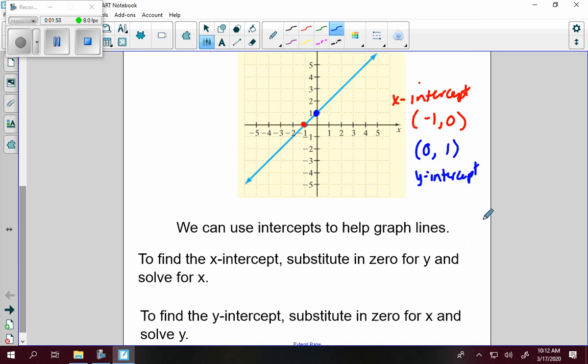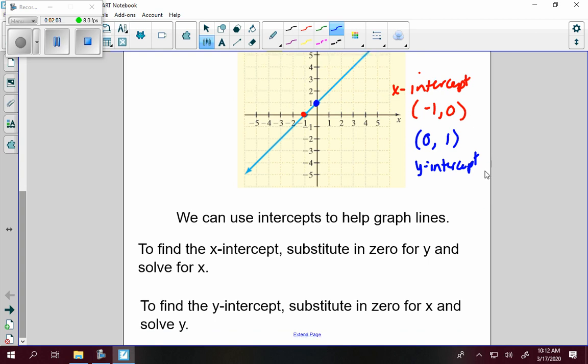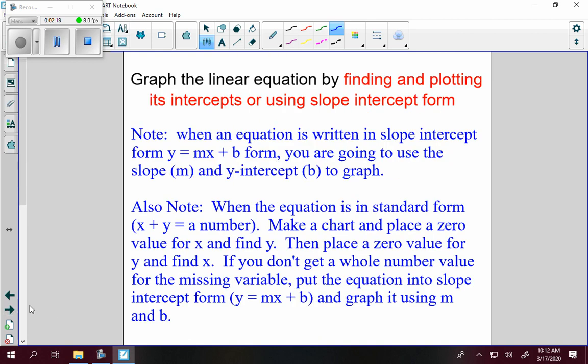So, to solve, we can use intercepts to help graph lines. To find the x-intercept, we're going to substitute in 0 for y and solve for x. To find the y-intercept, we're going to substitute 0 for x and solve for y. So if you're finding the x-intercept, you're solving for x. If you're finding the y-intercept, you're solving for y. We're going to graph linear equations by finding and plotting their intercepts or using slope-intercept form.